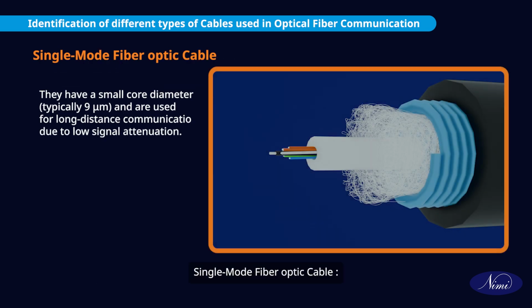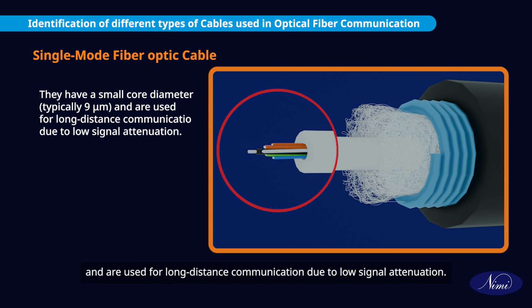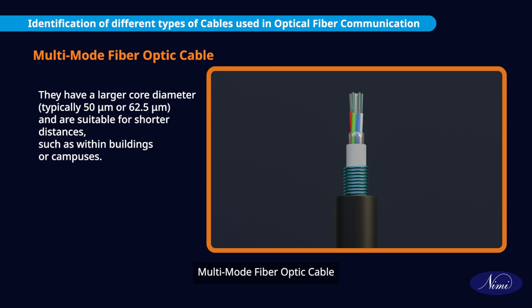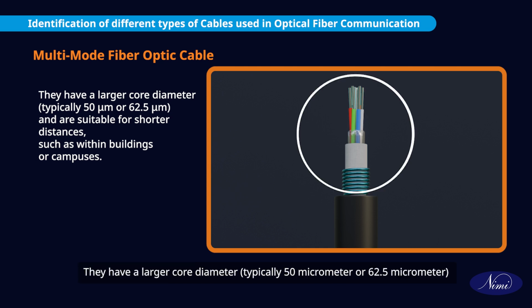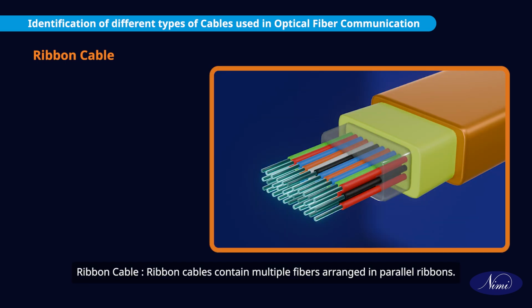Single mode fiber optic cable. They have a small core diameter, typically 9 micrometers, and are used for long distance communication due to low signal attenuation. Multi-mode fiber optic cable. They have a larger core diameter, typically 50 micrometers or 62.5 micrometers, and are suitable for shorter distance such as within buildings or campuses.